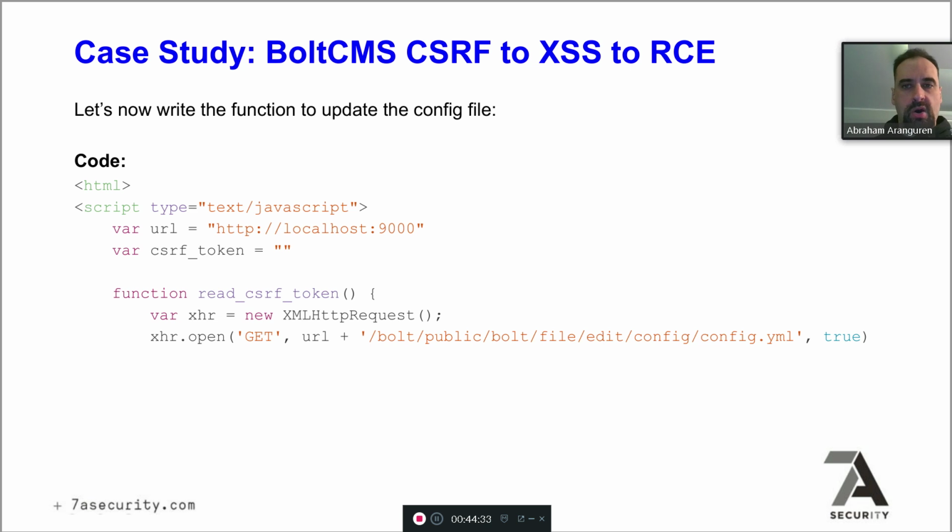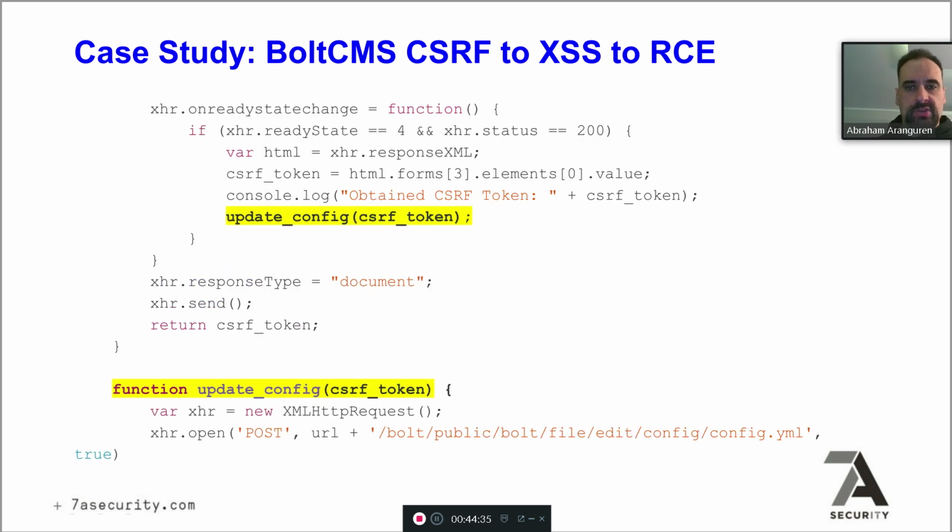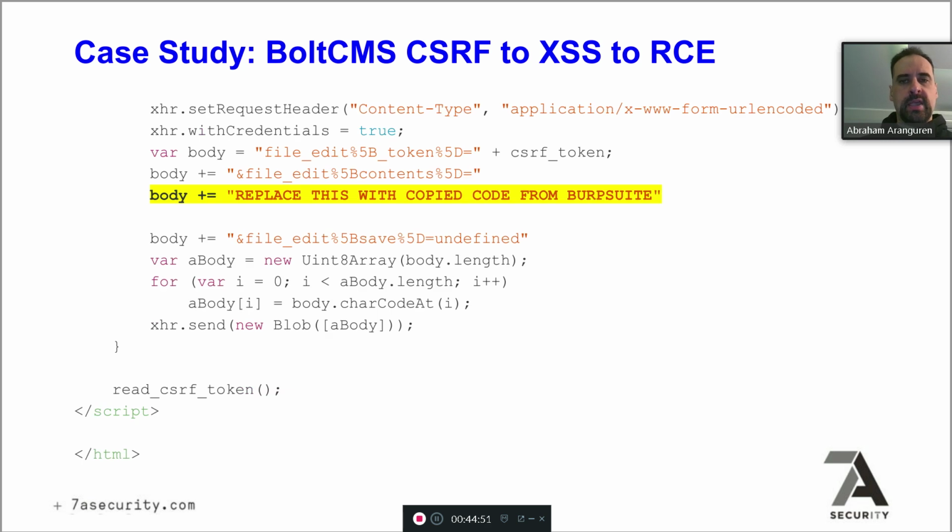So this is how this looks. We will have a function here to update the config with the cross-site request forgery token. We will be calling the function here. We have the function to read the token, and then we update the configuration. This is the function to update the configuration. Here we would replace this with the token from Burp.